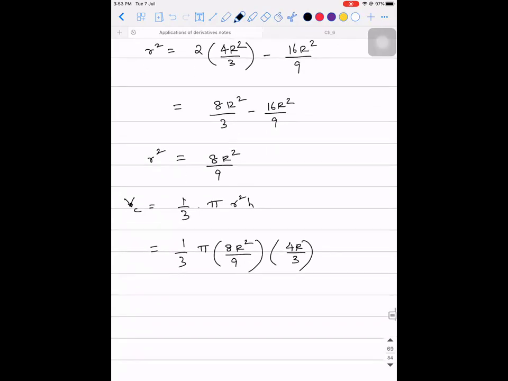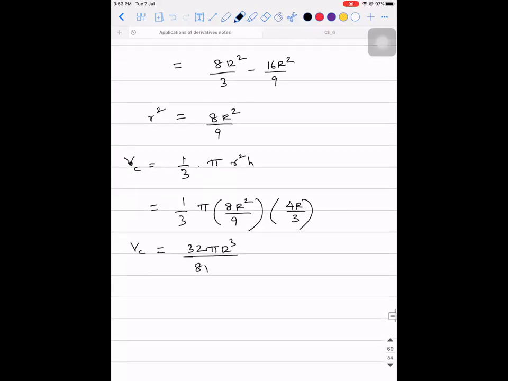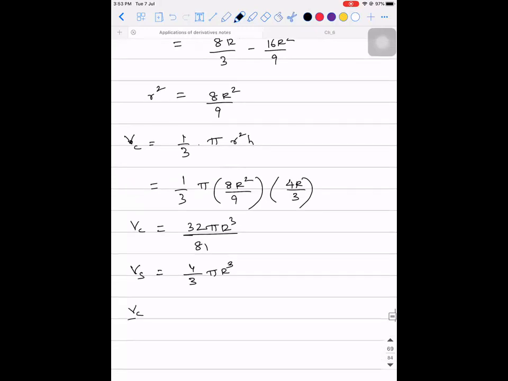Okay. So this will be how much? 32 pi R square by 81, pi r cube by 81. This is the volume of the cone. The volume of the sphere is 4 by 3 pi r cube. So take the ratio of both. What is Vc by Vs? It will be 8 by 9.